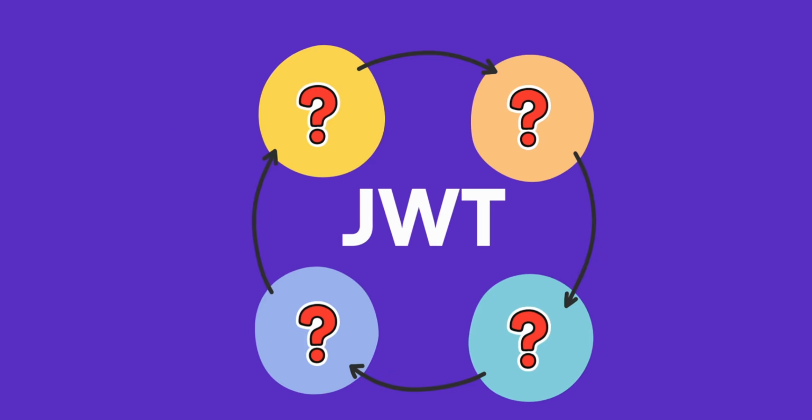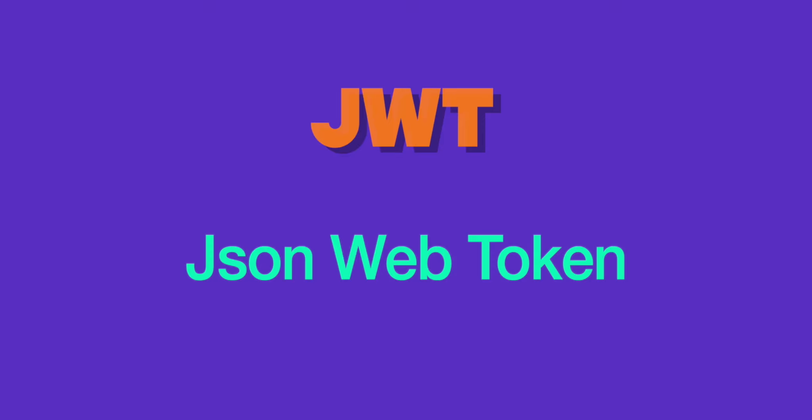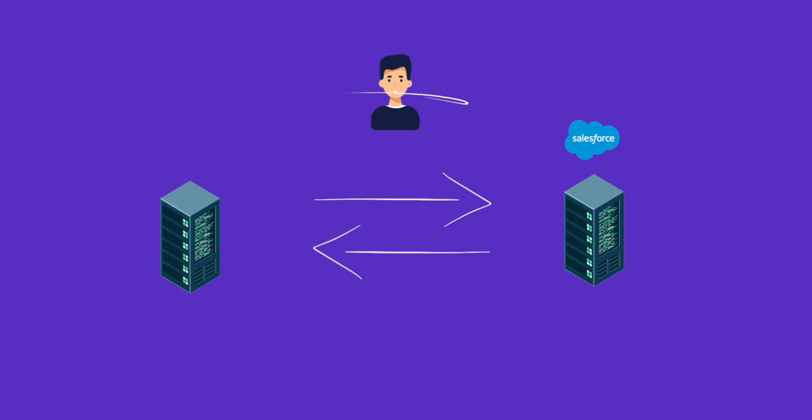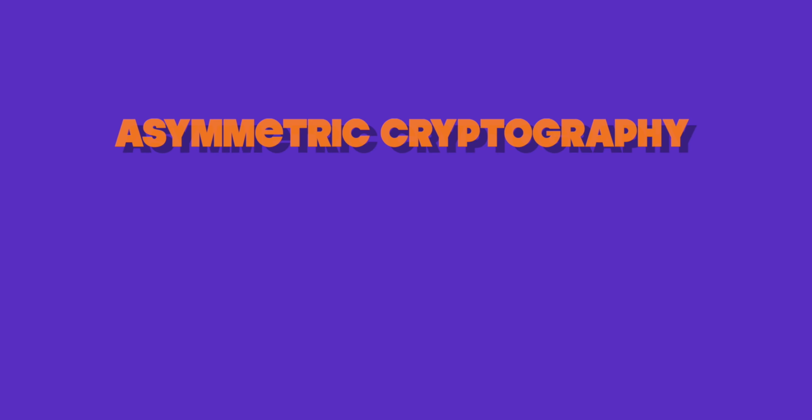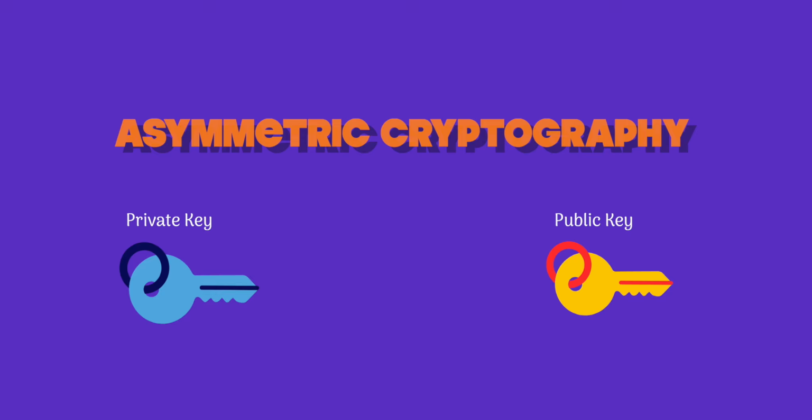JWT stands for JSON Web Token. This flow allows your backend app to authenticate with Salesforce without user interaction, which is perfect for background jobs or system-to-system integrations. It uses asymmetric cryptography, or asymmetric encryption. This means one key to sign and a different key to verify.